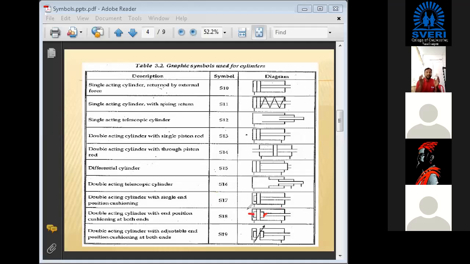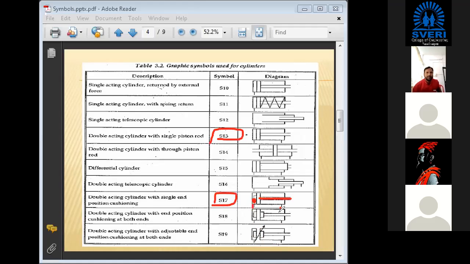That means double acting with both the end cushioning will be there. Okay, and double acting means what? Cylinder having the two ports. See, these are the ports. Then double acting cylinder with adjustable end position cushioning at both ends. Both the ends having the cushioning. This is double acting, means this one. But the position should be adjustable. Due to that only this variable displacement symbol is shown. This one. Getting it?